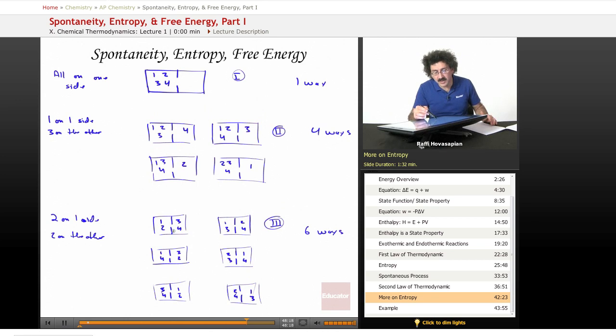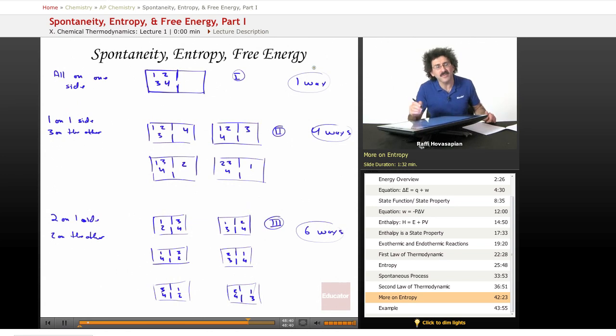Well, now, how about 2 gas particles on one side and 2 gas particles on the other side, which is what your intuition tells you as far as how a gas distributes itself when you open up a container and allow it to move over here. So now we have 1, 2, 3, 4, 5, 6. Now there are 6 ways.